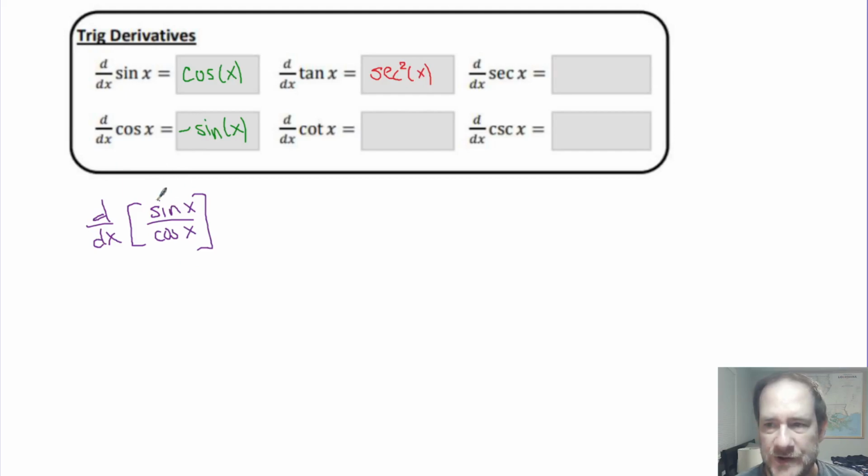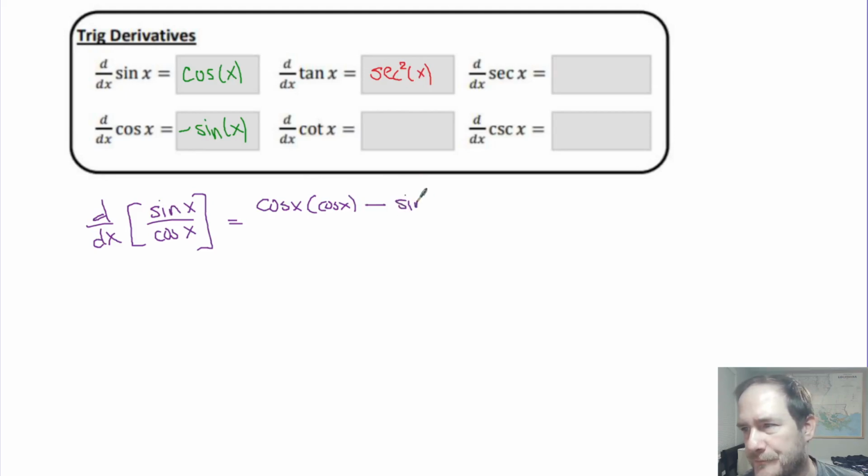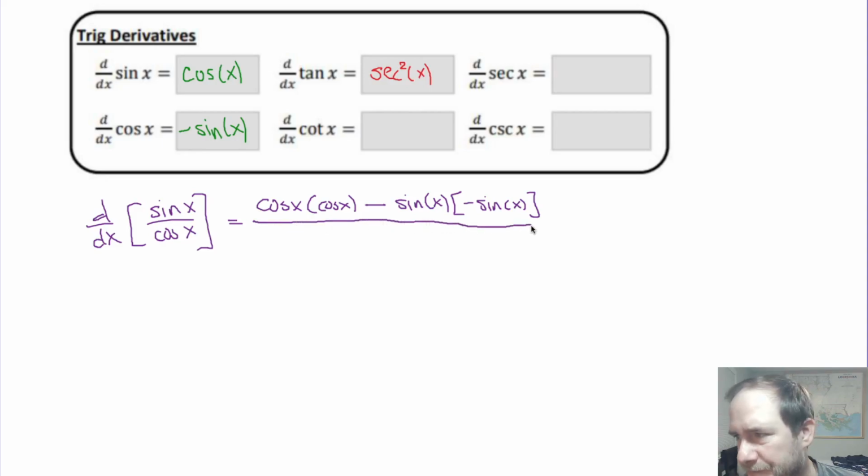Quotient rule, of course, says do the derivative of the top, so that gives you a cosine. And it says multiply that by the bottom, so that's a second cosine. Then subtract the top, which is sine, times the derivative of the bottom, which is negative sine. And that whole thing gets divided by the bottom squared, so cosine squared. So this whole big mess is the derivative of tangent, but we'd have to clean this up.